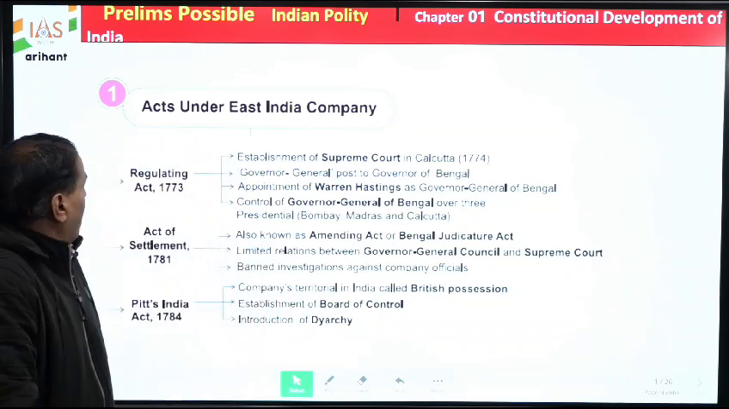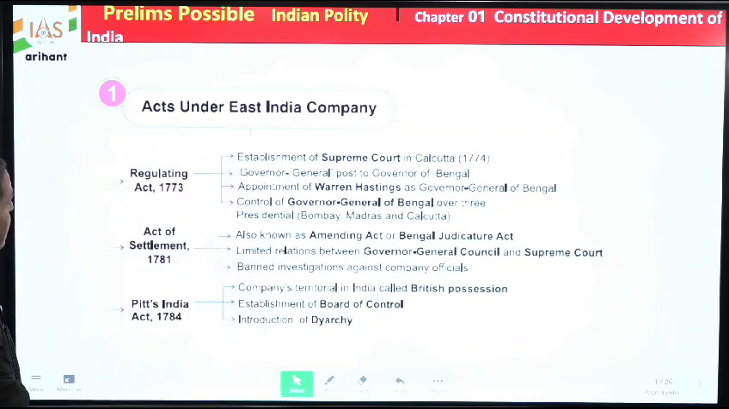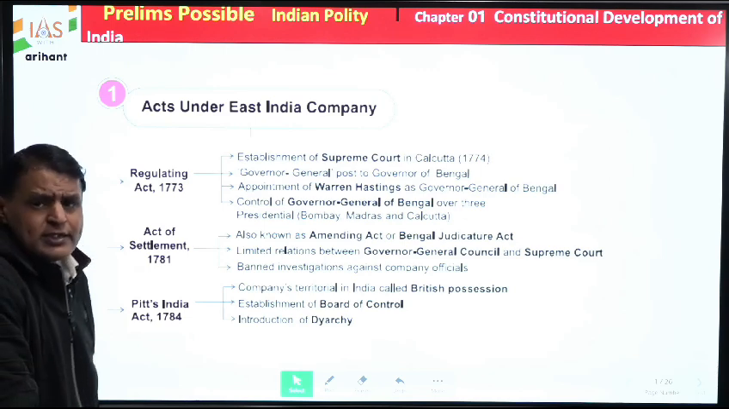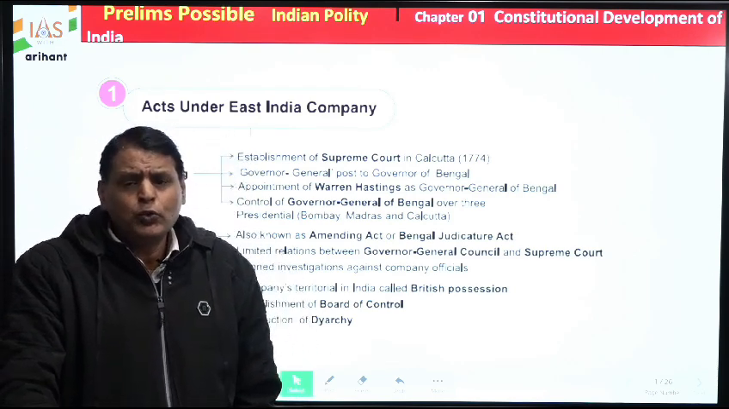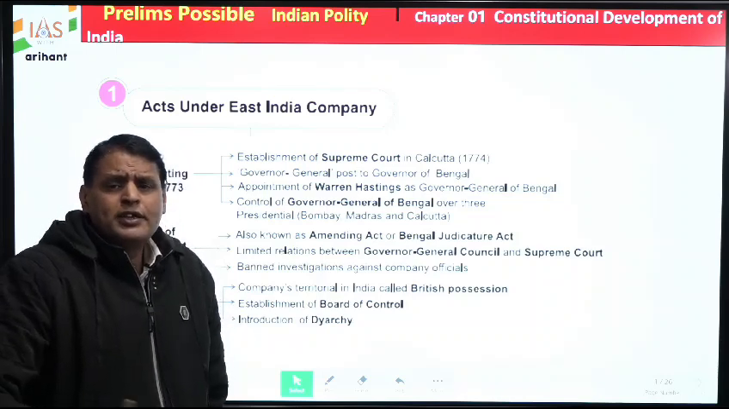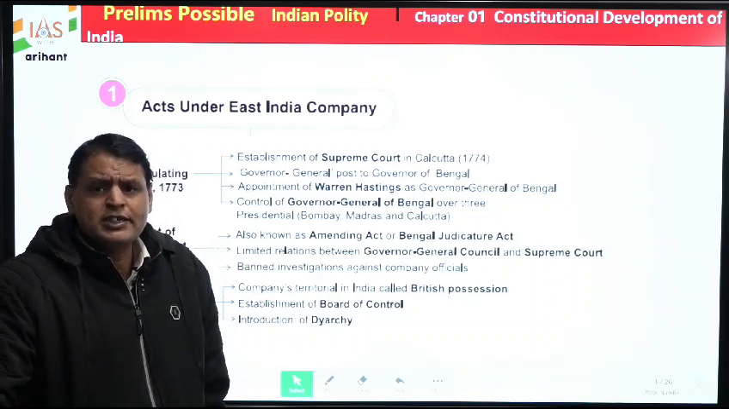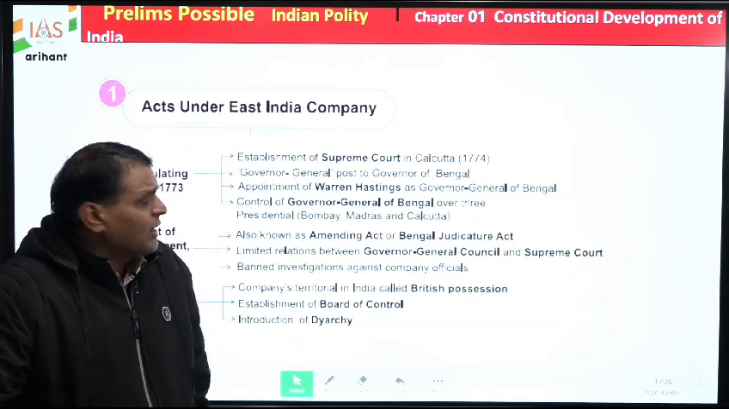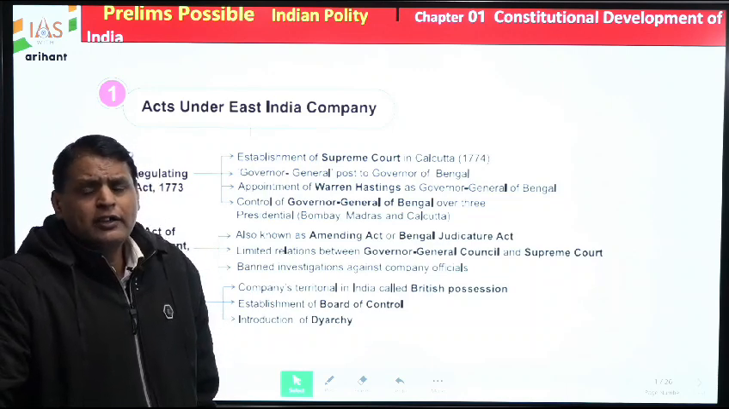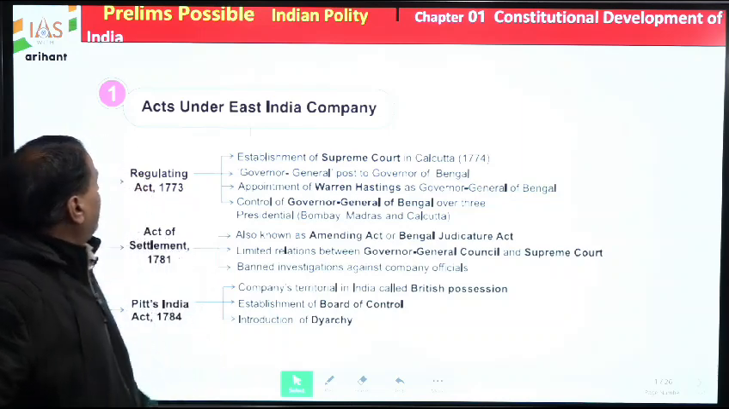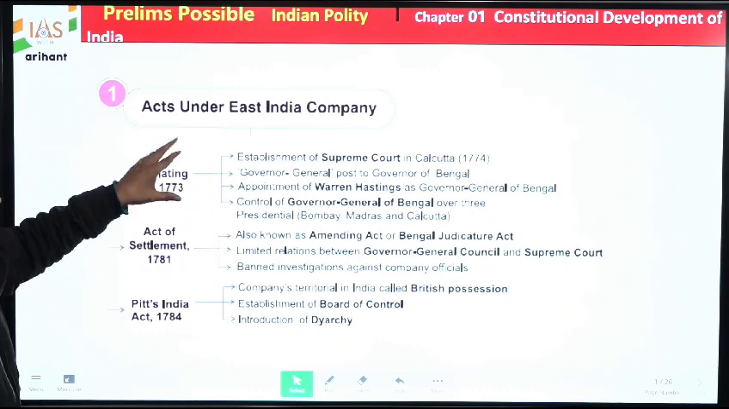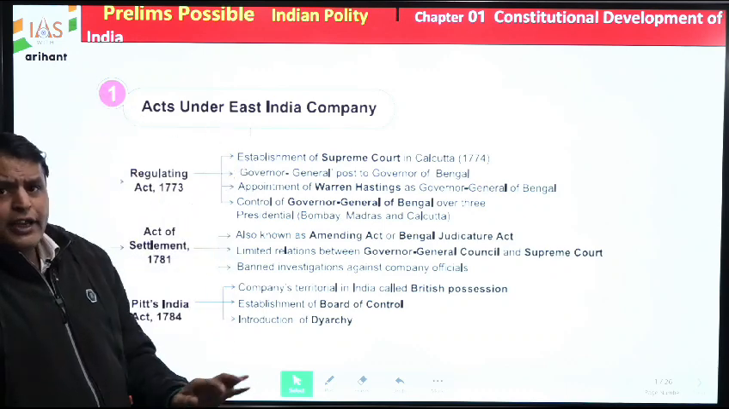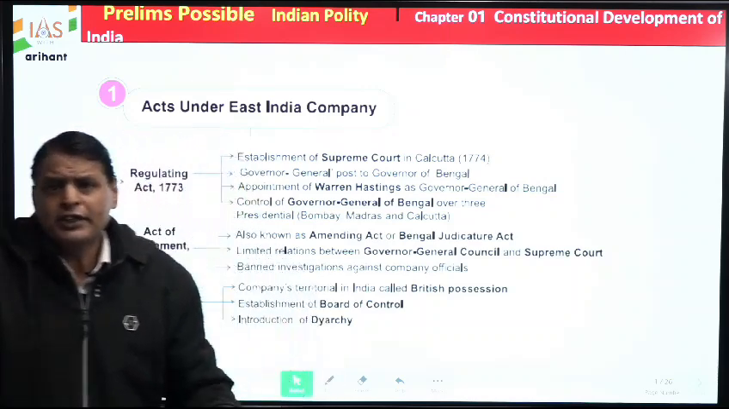First of all, we can classify the constitutional development under the British period into two basic or general classifications. It is known as the British legacy. It means the British Crown and the East India Company. So, we can classify the acts under the East India Company and the acts under the British government.